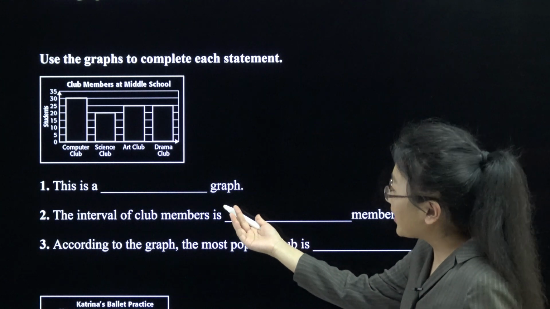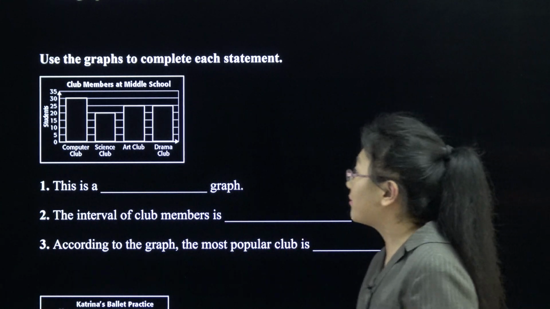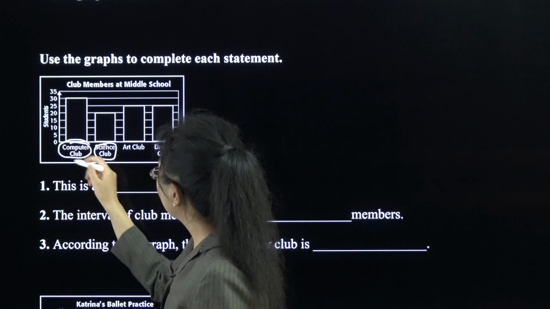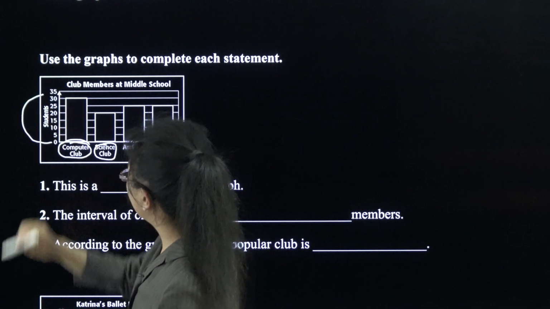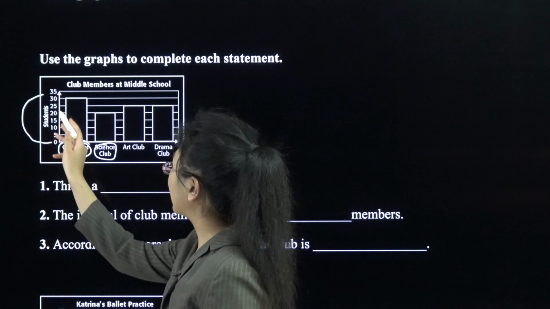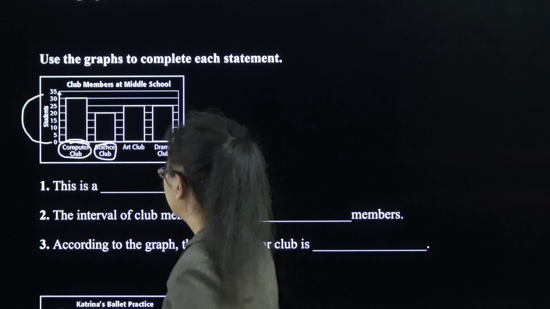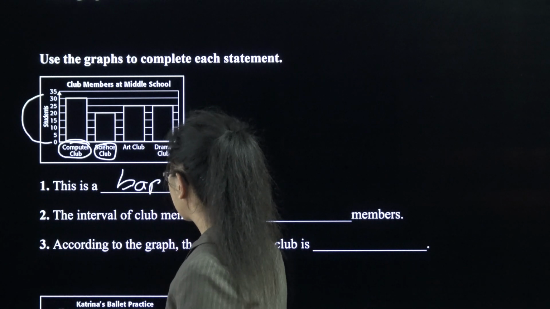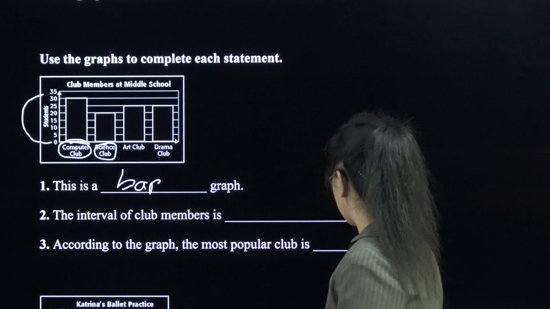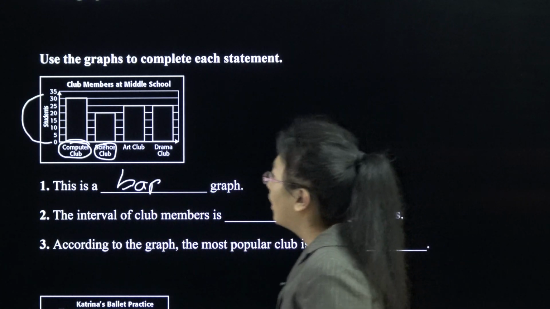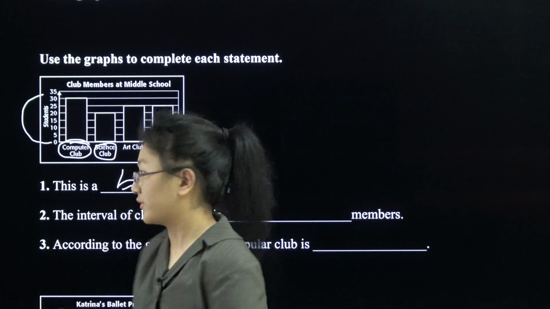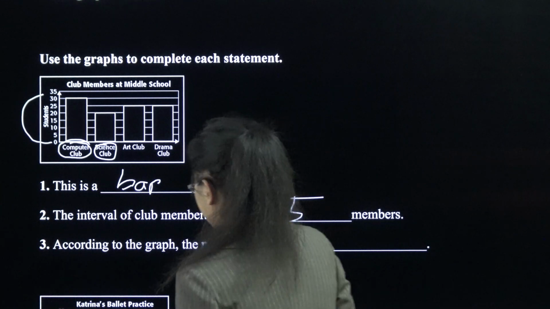So this one is a what graph? Well, it's made of bars. It has these different categories down here. And these are equal intervals of numbers, 5, 10, 15, 20, 25. So this is a bar graph. The interval of club numbers is something members. So it's going up by 5s. That's the interval. 5 members.